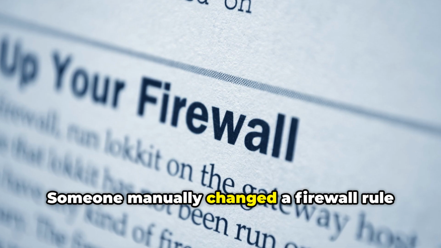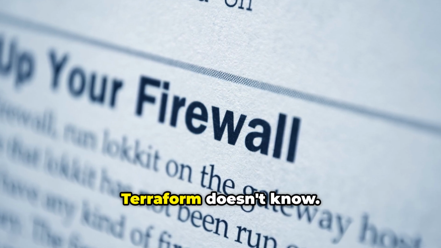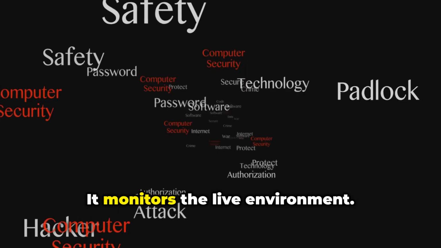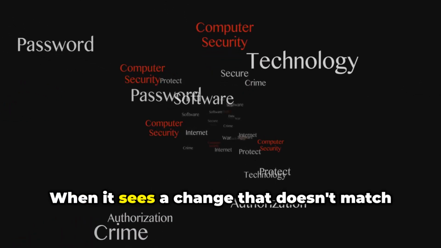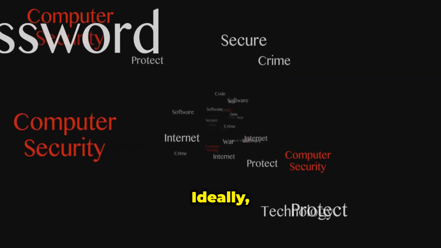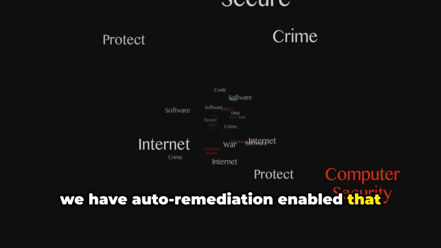Someone manually changed a firewall rule in the console. Terraform doesn't know. How do we catch this? We need a drift detection tool. It monitors the live environment. When it sees a change that doesn't match our code baseline, it alerts us. Ideally, we have auto-remediation enabled that reverts the change back to the secure state immediately.